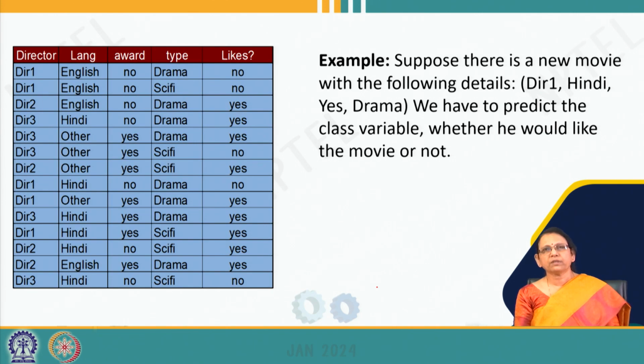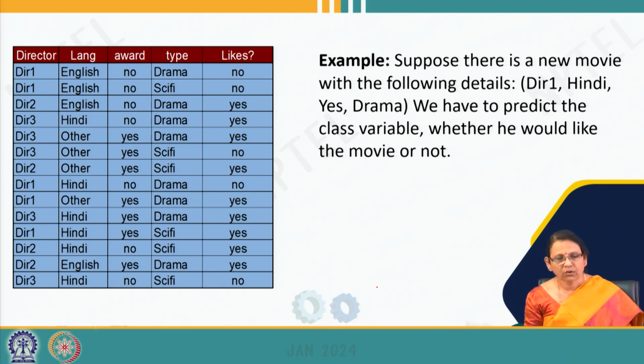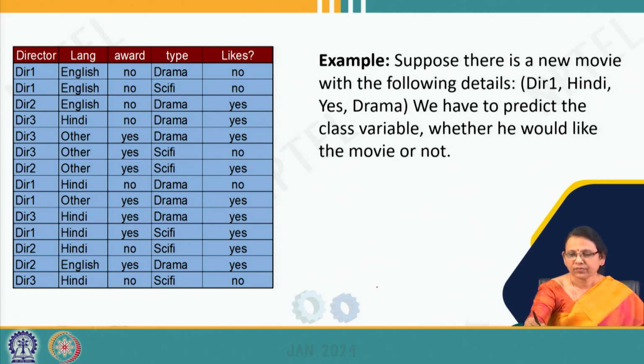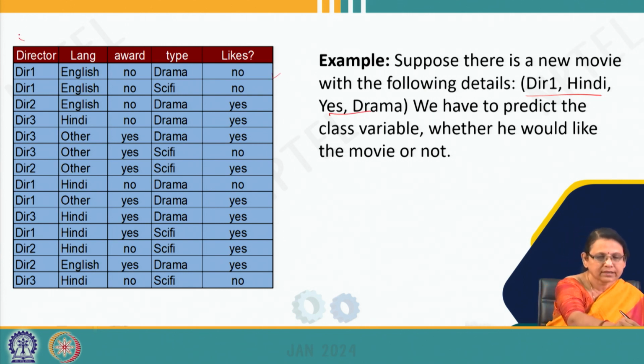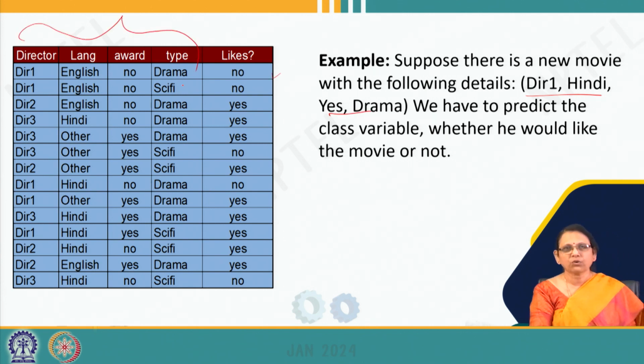Now, continuing with our example. Suppose there is a new movie with the details director 1, Hindi, yes and drama. Now, we have to predict the class variable, whether he would like the movie or not. So, how do we go about it? We have to find out the distance of this vector with all these, taking these 4. Now, how do we find out the distance or similarity?